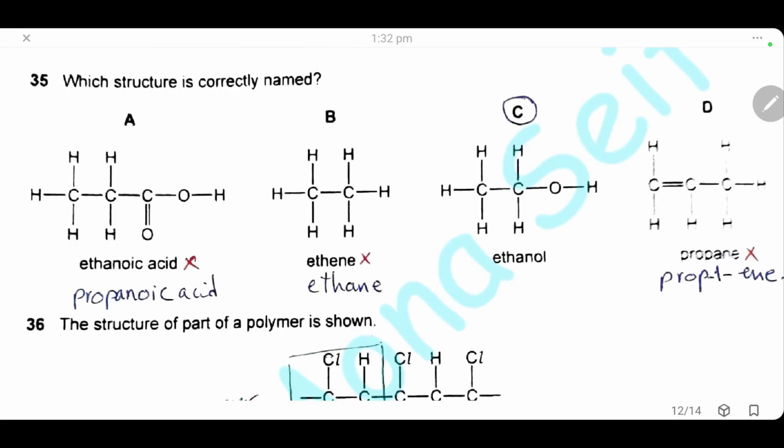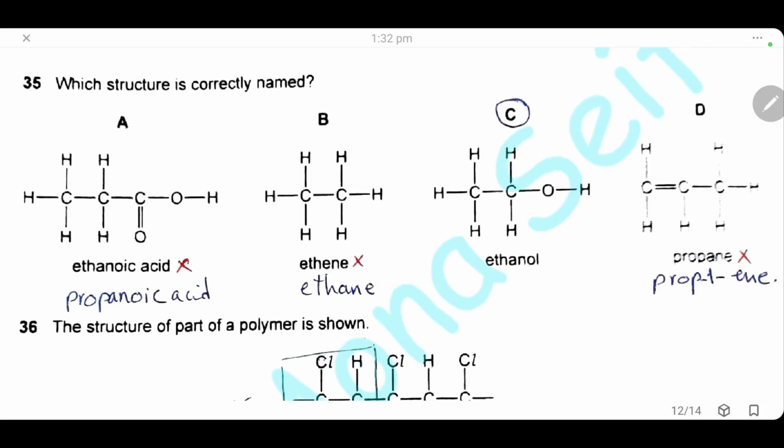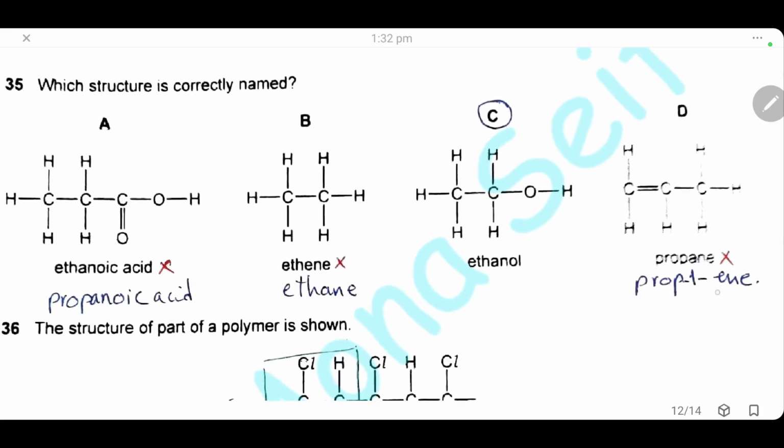Question 35. Which structure is correctly named? Here we have only structure C, which is correctly named ethanol, 2 carbons, 1 hydroxyl group, so it's ethanol. Here, this one is named as ethanoic acid, but we have 3 carbons, so the correct name is propanoic acid. And this one named ethene is wrong because it has no double bond. It has only single bonds between its carbon atoms, so it's ethane. And the third one here is propene and not propane. The double bond at carbon number 1 makes it propene, not propane. The correct answer is C.